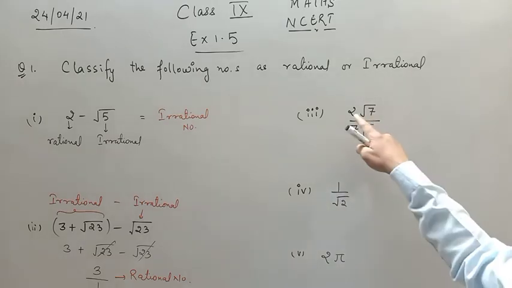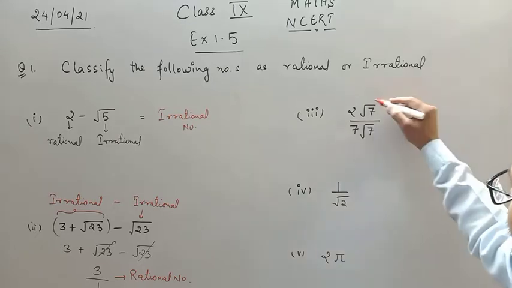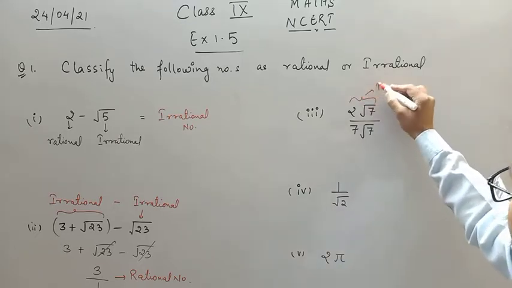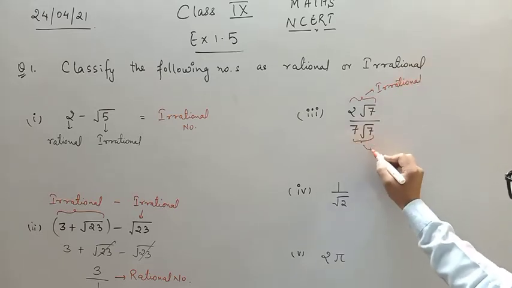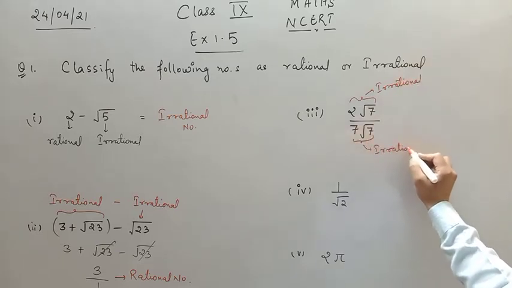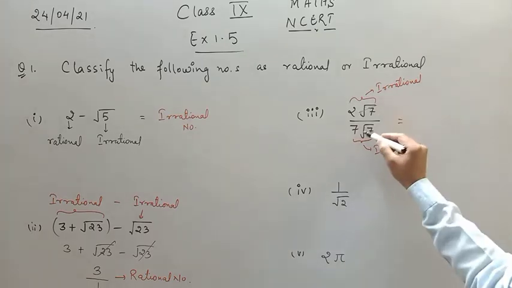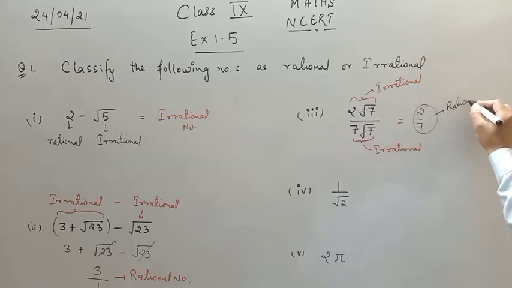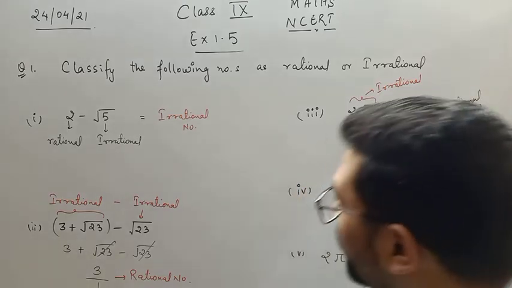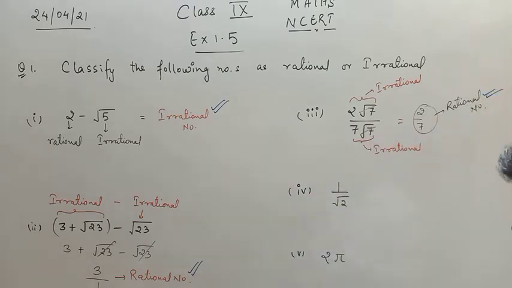Now 2 root 7. This is irrational. This is irrational. But the result is rational, right? Root 7 cancels out, 2 upon 7, but the result is rational. So this is your answer, this is your answer, this is your answer.